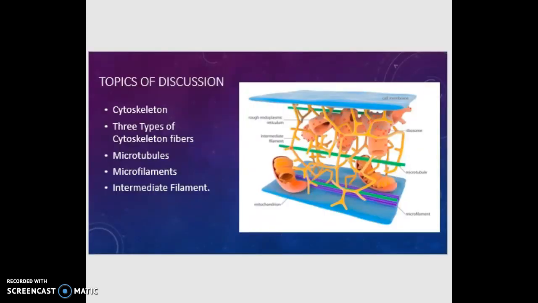Today we're going to be discussing the topic of the cytoskeleton. We're going to discuss the three types of cytoskeleton fibers individually: microtubules, microfilaments, and intermediate filaments.